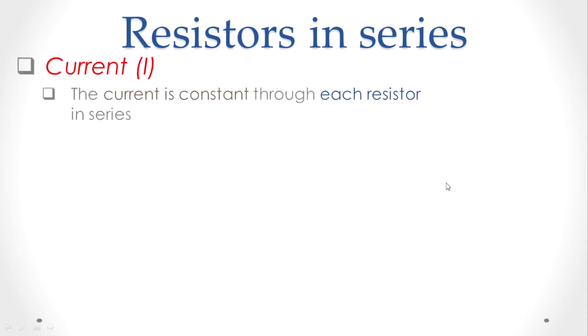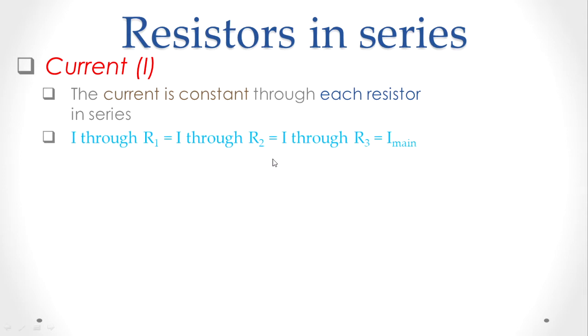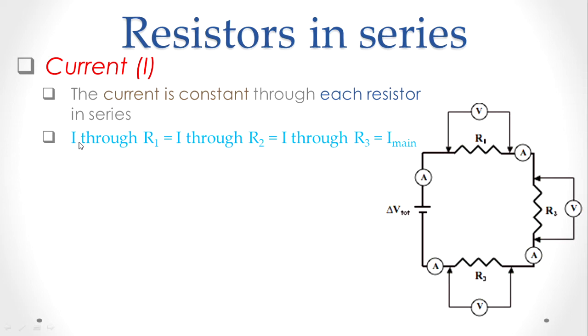Again, current is constant through each resistor. Now we're having a look at resistors in series, and the current through each resistor will be the same as the total current, the main current. So because there's only one path, we find that current doesn't split. Current is not divided in a series connection. So that is very important for us to understand.